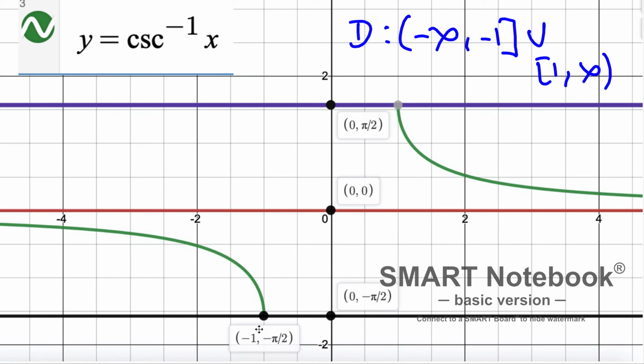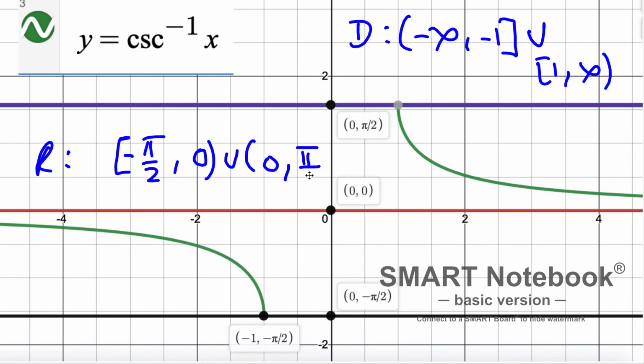But if we are looking at the range here, the range starts from minus pi over 2, so it includes minus pi over 2. So this is the range, minus pi over 2, and it goes to 0, but 0 is not part of the range, so it is excluded. And union is from 0 to pi over 2, but pi over 2 is included in the range. So the range is in the closed open interval from minus pi over 2 to 0, and in the open closed interval from 0 to pi over 2.